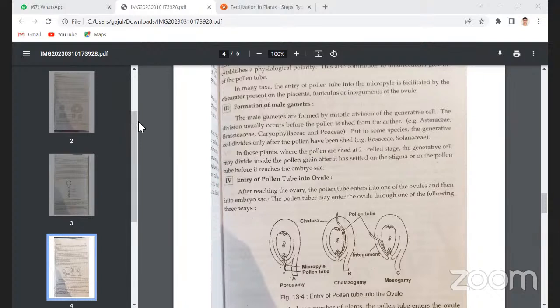The division usually occurs in the anther. Examples are Asteraceae, Brassicaceae, Caryophyllaceae, and Poaceae. These are examples of family members. But in some species, the generative cell divides only after the pollen have been shed. Examples are Rosaceae and Solanaceae family members.